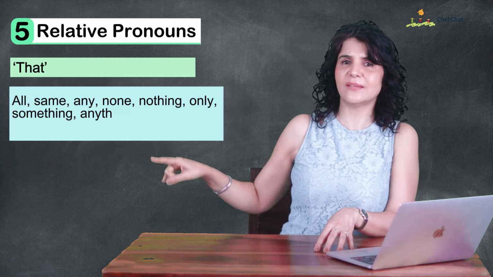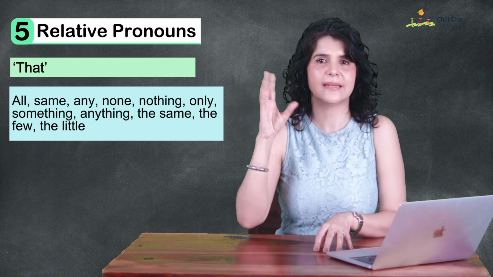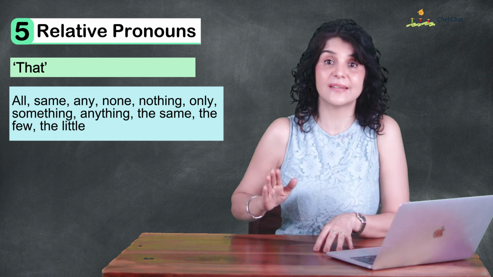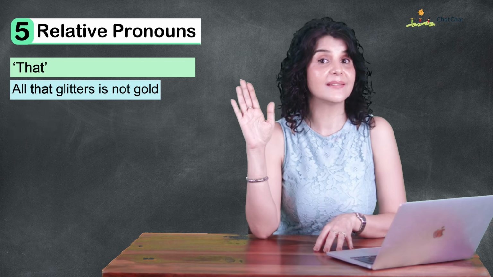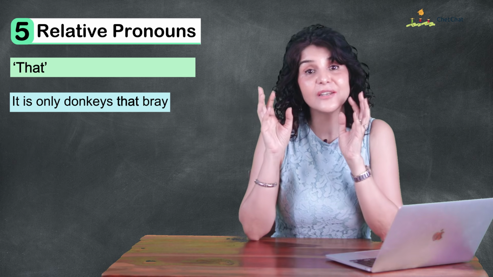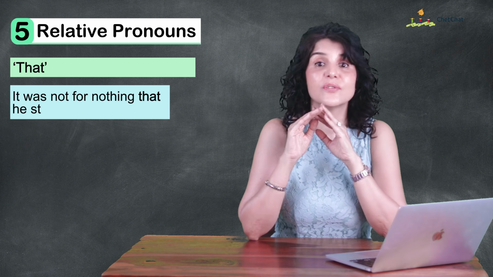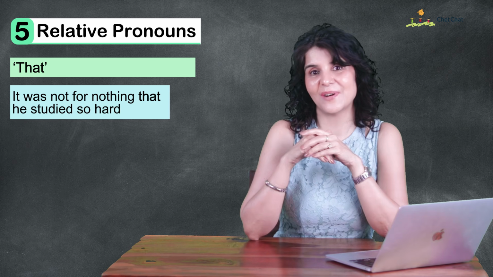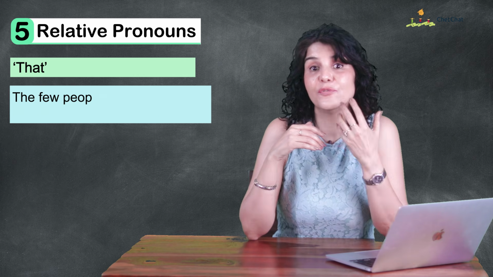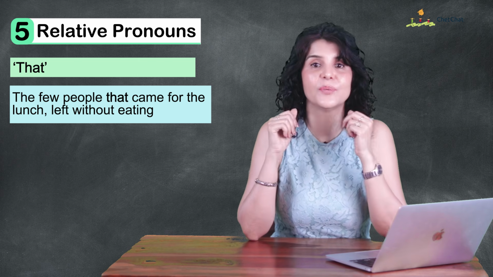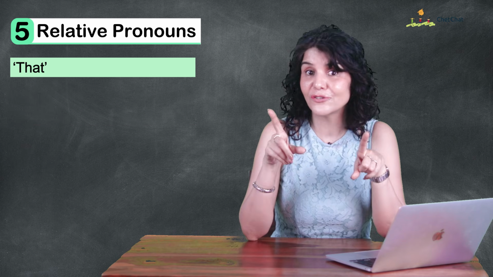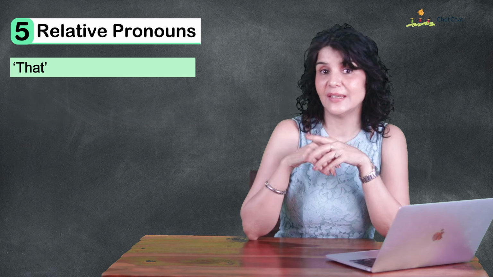Now, what about all these words? All, same, only, any, none, nothing, etc. We use that when any of these words is present in the sentence. All that glitters is not gold. This is the same man that cheated me. It is only donkeys that bray. It was not for nothing that he studied so hard. Man is the only animal that can speak. The few people that came for the lunch left without eating. Such questions will come in exams to confuse you, so make sure you use that in each of these cases.